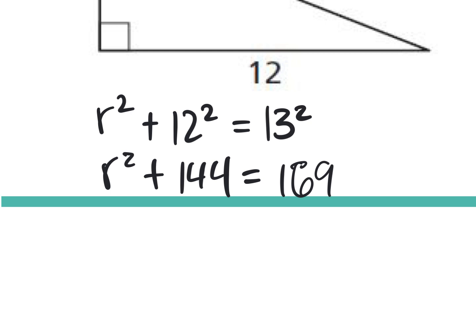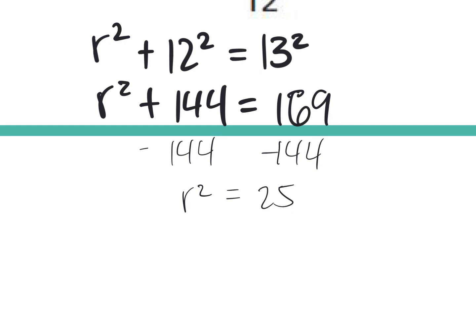Then what do I do? Subtract the 144. Very good, John. What do I get? You get 25. 25 equals r squared. Then what do I do? Square root of both sides, and we get r equals 5.